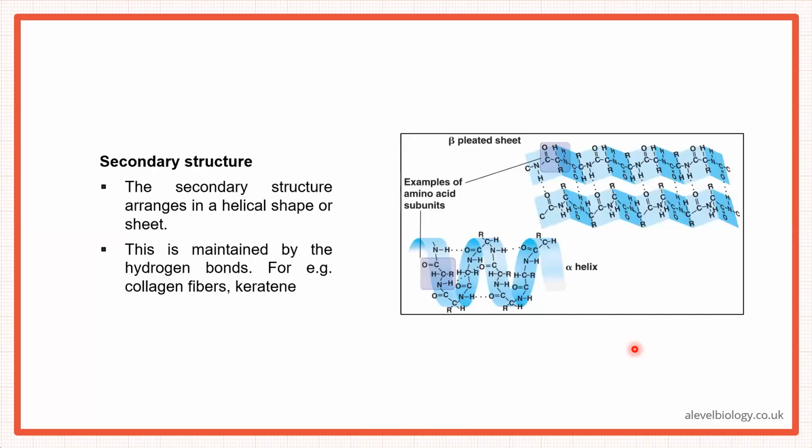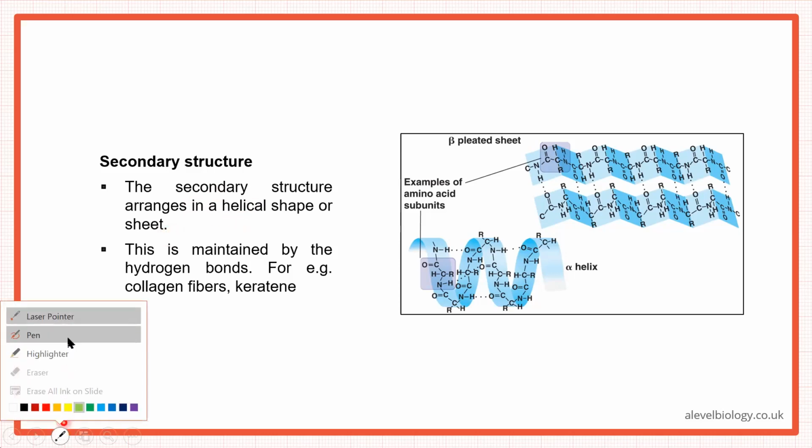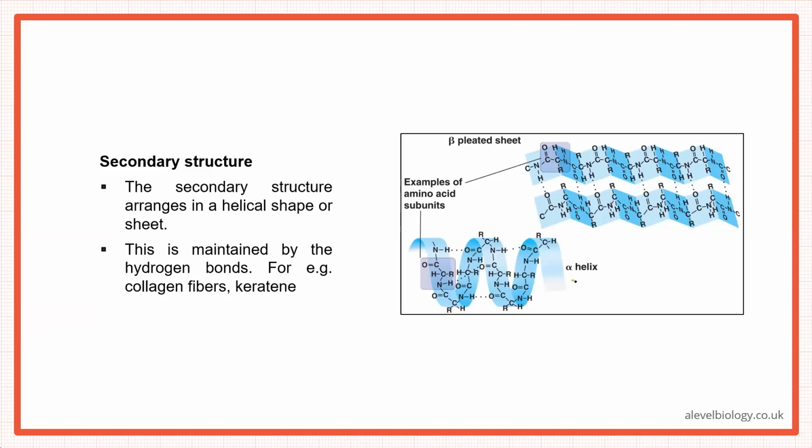Okay, let's come to the secondary structure. Secondary structure can be in two forms. ठीक है, so it arranges in helical shape or sheet. तो two forms में secondary structure हो सकता है. So one is known as the alpha helix, the one that you are looking at, this helical structure there. ठीक है, so alpha helix is one form of a secondary structure, और इसकी दूसरी form होती है, बेटा, it is known as a beta pleated sheet, this one here.